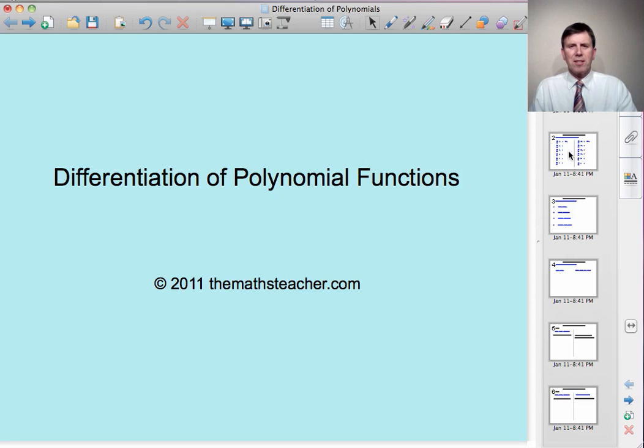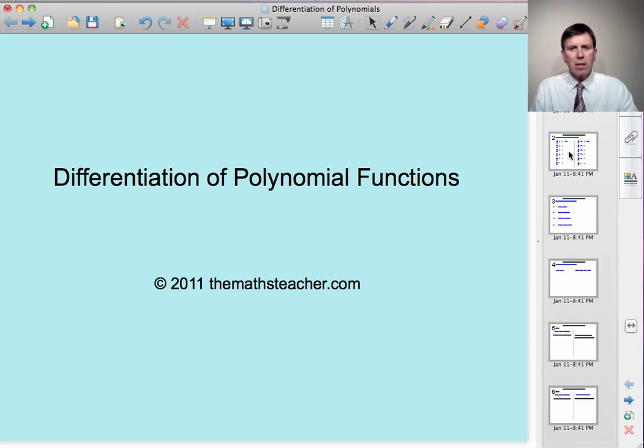Hello and welcome to a lesson on differentiation of polynomial functions. We'll begin from the general formula for differentiating a power of x. We'll look at a range of examples and then put these powers of x together to form polynomial functions. We'll then investigate graphically what the gradient function of a polynomial function actually is.